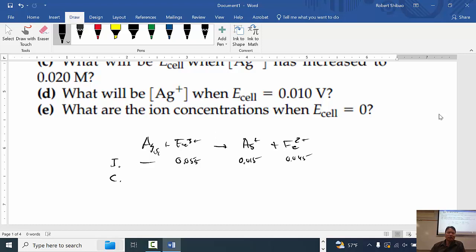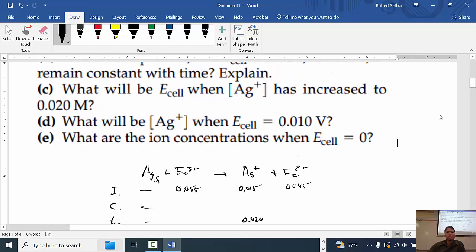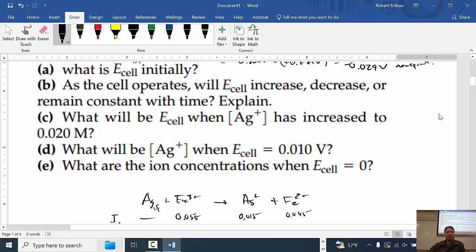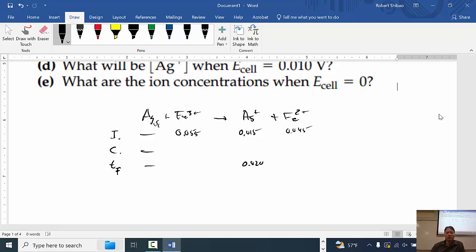And then there's a change, and then we're going to stop. This is some point in time, T1, we'll call it, or T final. This doesn't mean the reaction's ending here. It just means we're stopping when the silver ion concentration has grown to 0.020. So we went from 15 to 20. And so we're going to use this table to figure out the rest of it. And so this is going to be minus x, plus x, plus x. And so what is x? 0.005. And then we just use the Nernst equation again to calculate E of the cell.